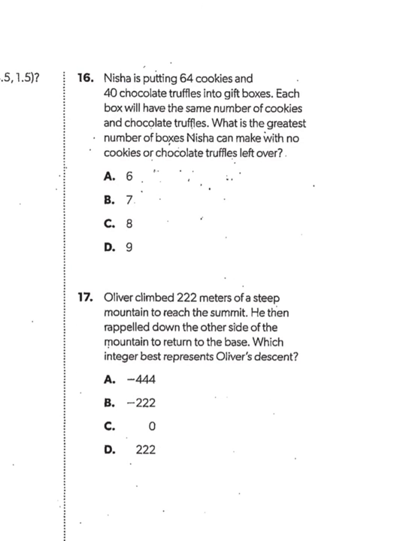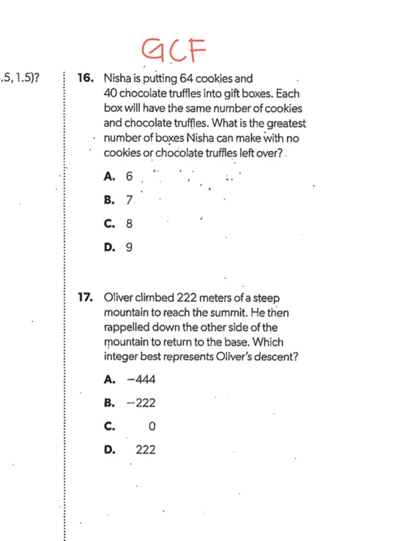Number 16 says, Nisha is putting 64 cookies and 40 truffles into a gift box. Each box will have the same number of cookies and chocolate truffles. What is the greatest number of boxes Nisha can make with no cookies or chocolate truffles left over? It's going to give you guys 3 letters to think about here. This is going to be my only clue. I'm not going to say what it stands for. Just think about that.